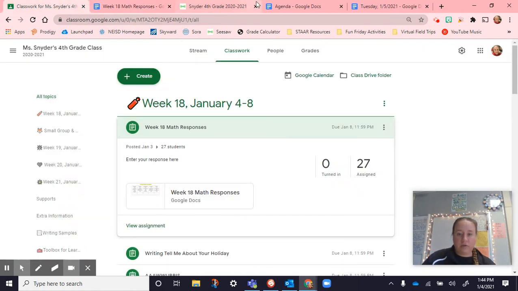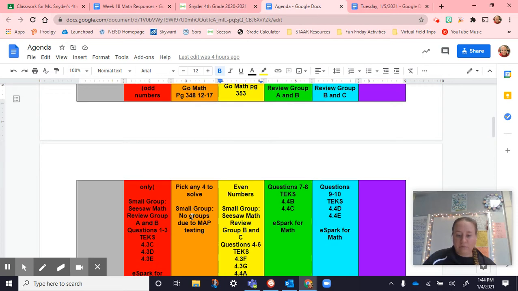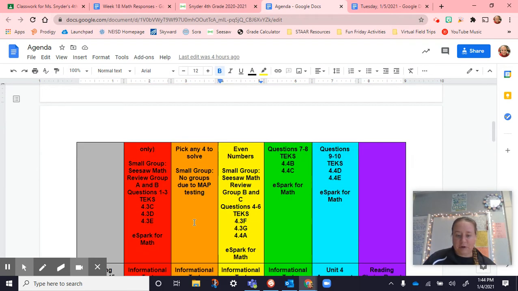If you want to do some, where's my agenda? I put on here, we're not doing any small groups, of course, because of testing. But if you'd like to do some eSpark, the more you do, the better you are going to be at math. The more you practice something, the better you get at it. So you can do eSpark when you're finished with that.